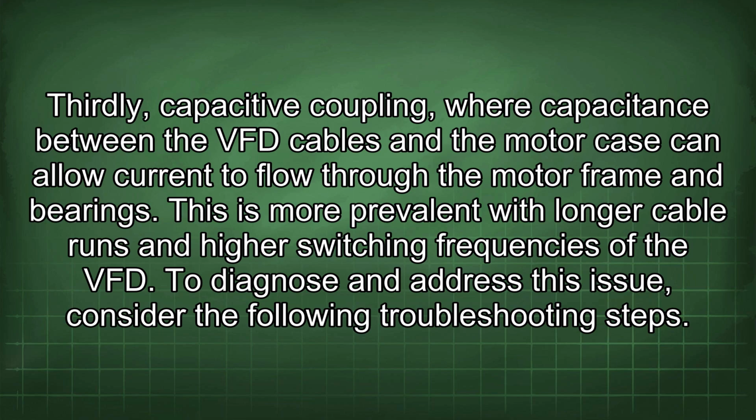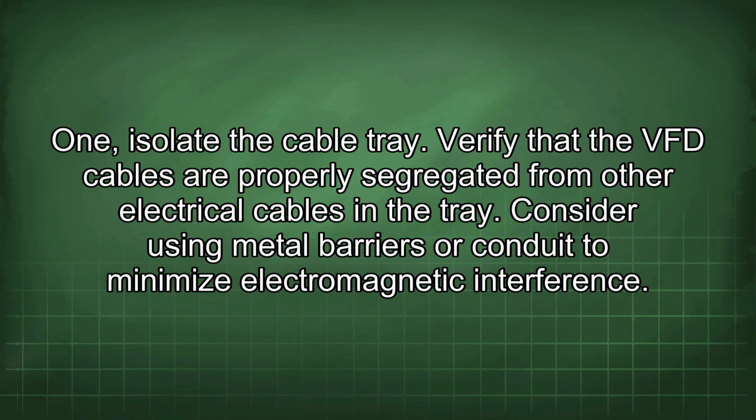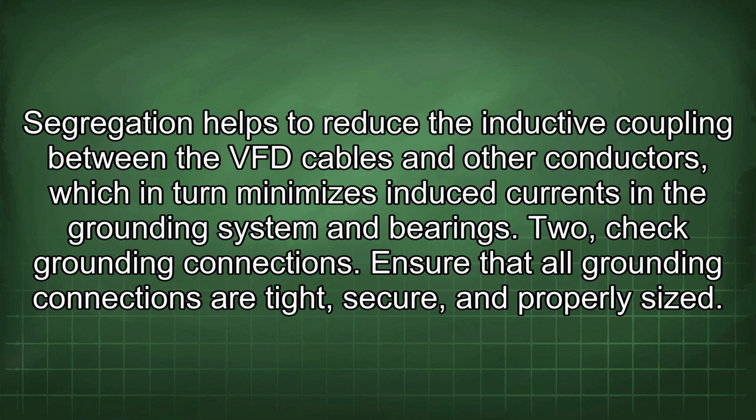To diagnose and address this issue, consider the following troubleshooting steps. 1. Isolate the cable tray. Verify that the VFD cables are properly segregated from other electrical cables in the tray. Consider using metal barriers or conduit to minimize electromagnetic interference. Segregation helps to reduce the inductive coupling between the VFD cables and other conductors, which in turn minimizes induced currents in the grounding system and bearings.